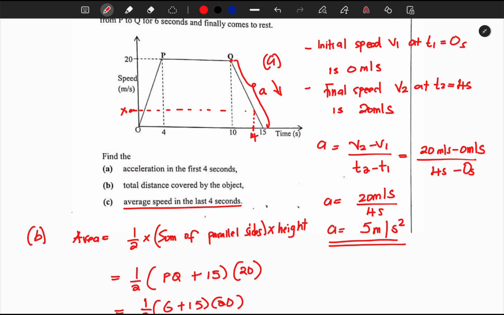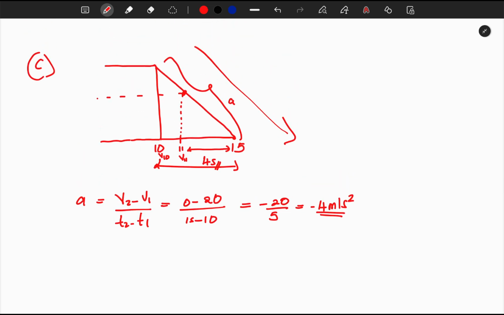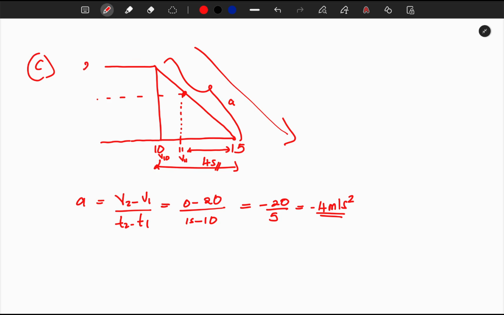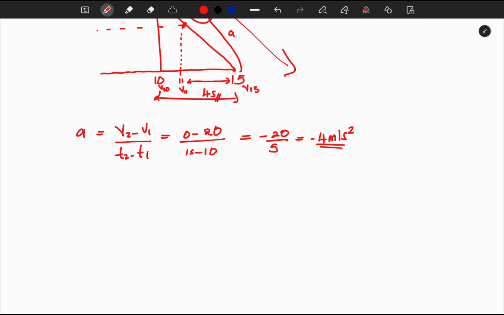So we find the speed here at 11, okay? We also find the speed at 10. Those speeds are going to help us. But the speed at 10 we already know is coming from 20. So if we know the speed at 10 and the speed at 11, we also know the speed at 15. The speed between 11 and 15 is what is going to give us the average speed they're talking about. So this acceleration is going to help us find the speed at 11.